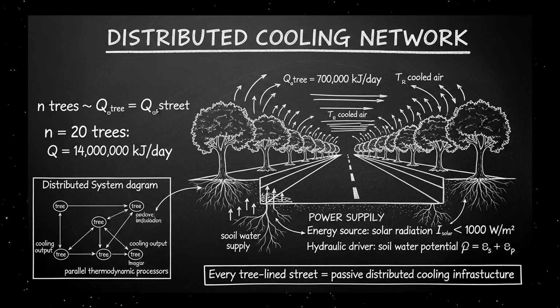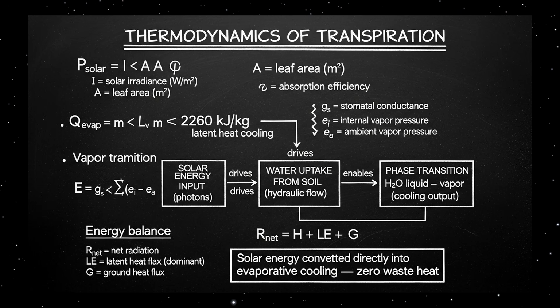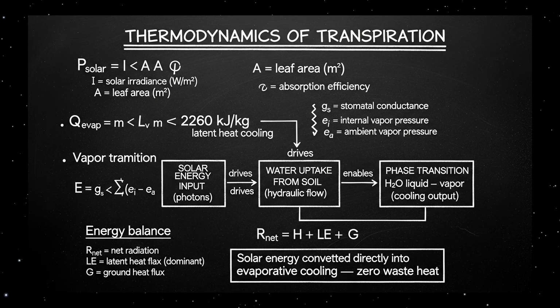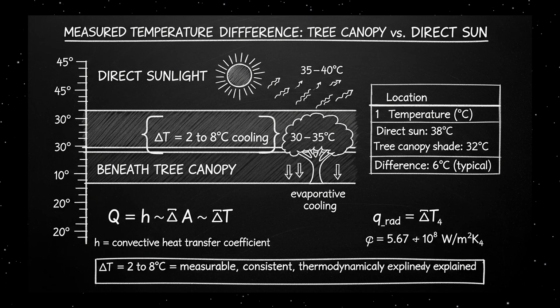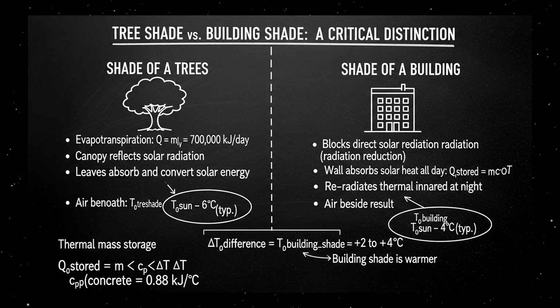Every street lined with mature trees is running a distributed cooling system powered by soil water, driven by solar energy, operating through the thermodynamics of phase transition. No electricity, no compressor, no refrigerant, water and sunlight and the physics of evaporation. Measurable consequence: air temperature beneath a tree canopy is 2 to 8 degrees Celsius cooler than air in direct sun, and, crucially, 2 to 4 degrees cooler than air in the shade of a building at the same location.